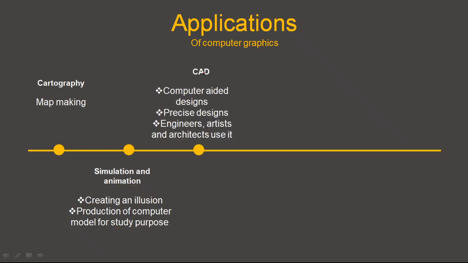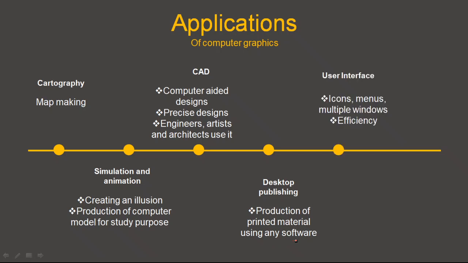Next is CAD. CAD means computer aided design. This is used for precise designs. Engineers and architects use it to make the structure of their devices or house schemes, etc. Next comes desktop publishing. What does desktop publishing mean? Production of printed material using any software. For example, you use software to make something out of graphics and then you print that out. That means desktop publishing.